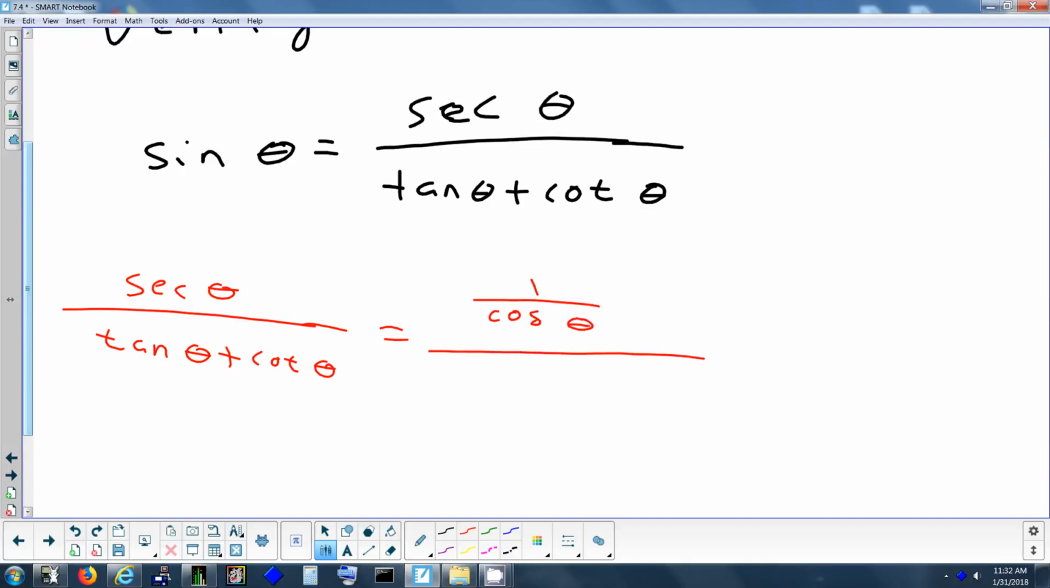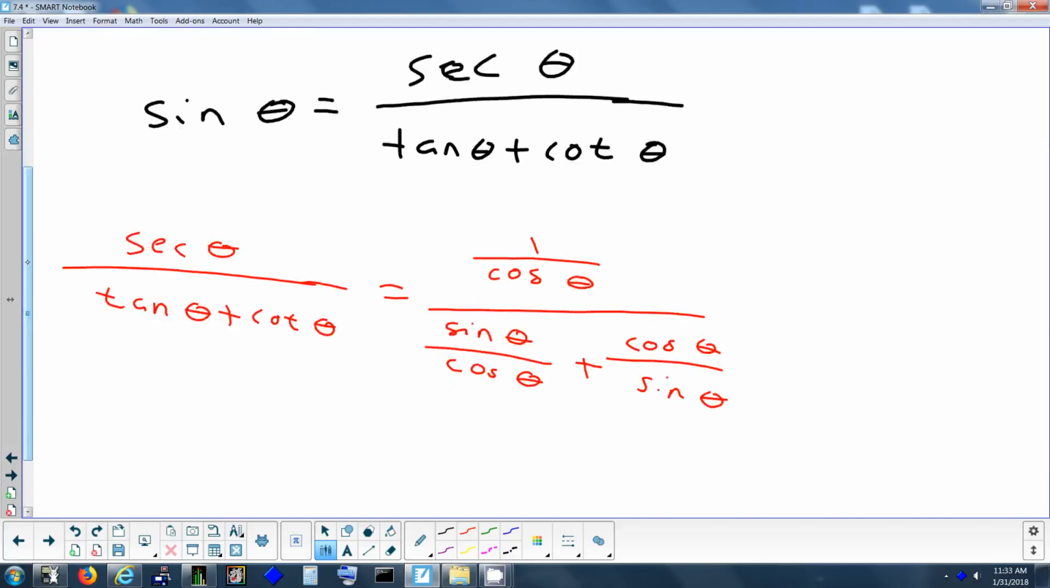So secant is 1 over cosine. Tangent is sine over cosine. And cotangent is cosine over sine. Now, can we just cancel everything? Cancel all the cosines and the sines? No. It's across a plus sign. You can't do that. If it was multiplication, yes. All right, so there's not really a lot we can do in the top.